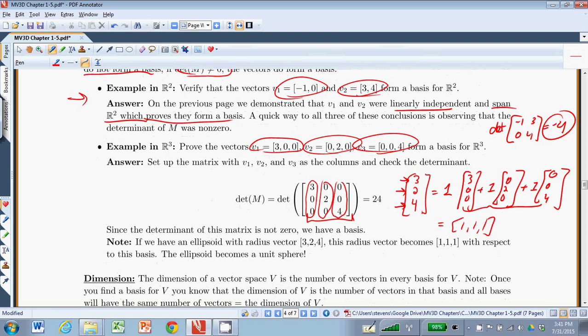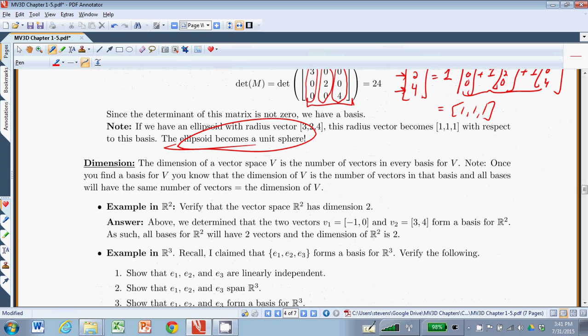And my ellipsoid has become a unit sphere. I know it seems crazy, right? The radius vector in the new basis is 1 in the x direction, 1 in the y direction, 1 in the z direction. I'm set. I have a unit sphere. Amazing. And we'll actually do this in practice in the next chapter.